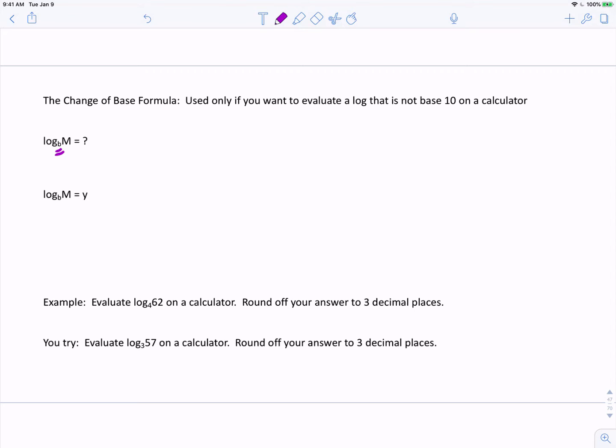Well, we're going to approach this the same way we've done before. We want to know what this is equal to, so we'll just say it's equal to some value y. And then how do we work with these? We're going to rewrite this using exponents. That tells me that b to the y is equal to m. And what we're interested in is what would y be equal to? So what we're going to do is take the log of each side of this equation. And I'll just use a common log.